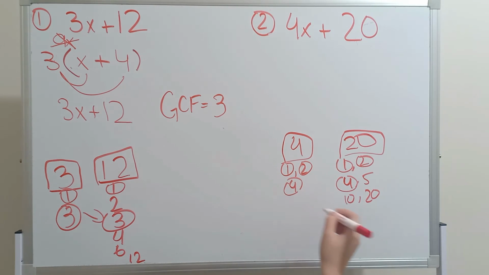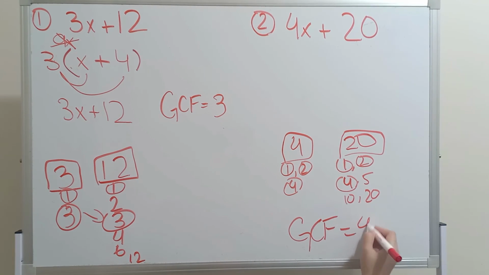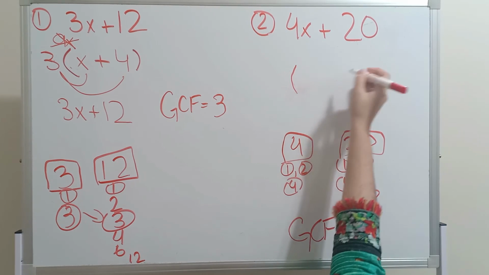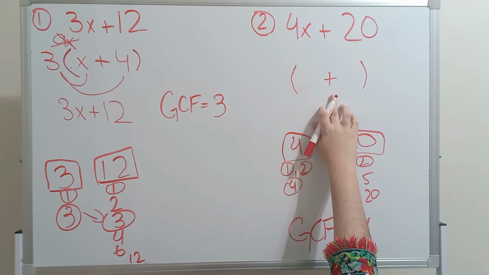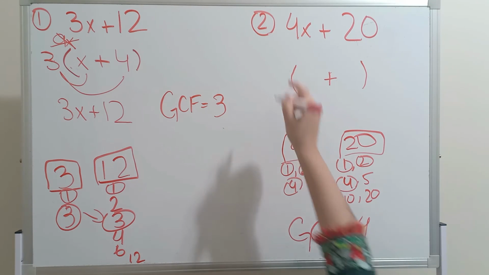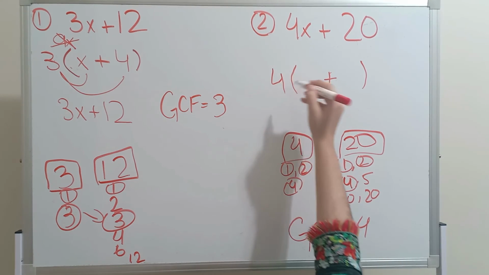So the GCF for this one is 4. Now, as we did before, we're going to put the 4 outside the bracket. So let's do that. We put the bracket, we're going to put a plus sign, and we know the GCF is 4, so we're going to put it outside the bracket.